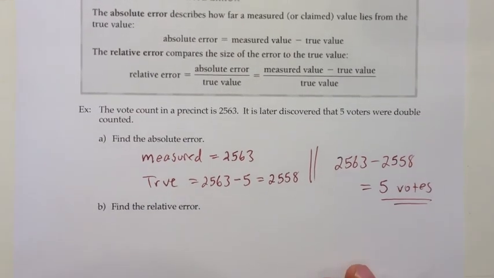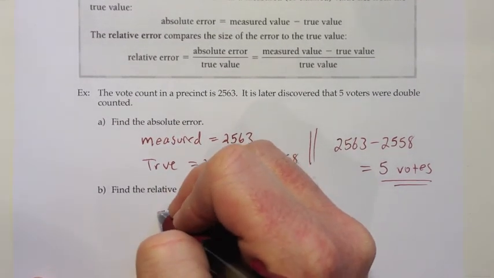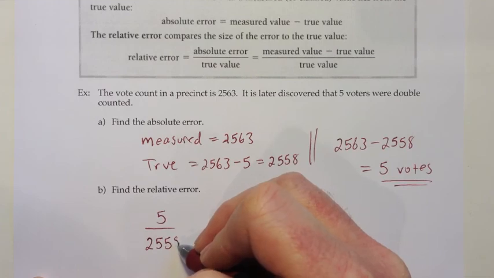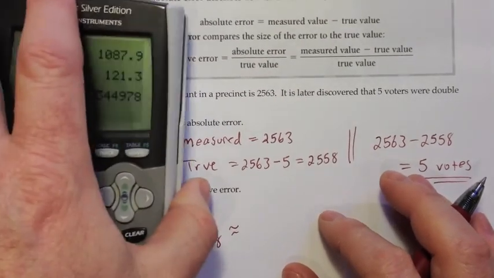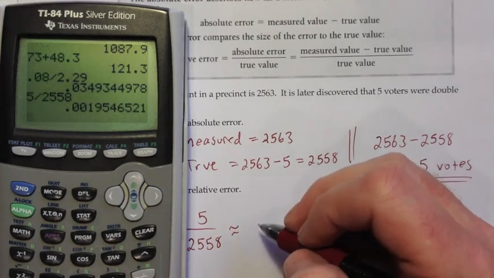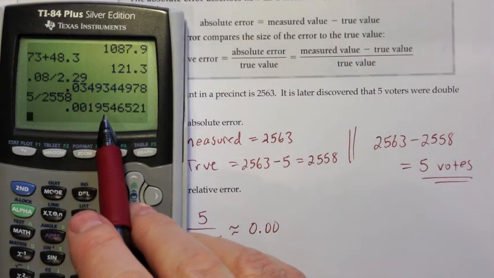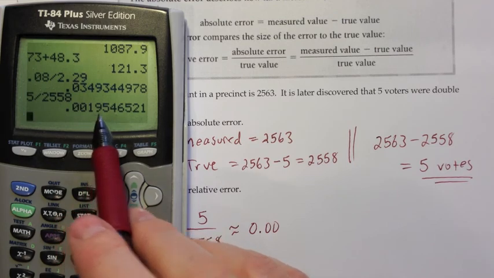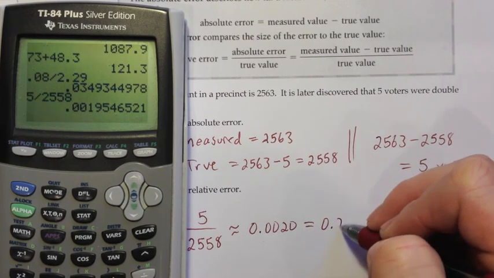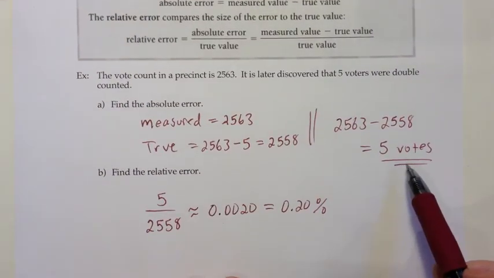And then if you want to say, well, what was the relative error? How bad is it to miss by 5 votes? Then you would take that 5, you would divide it by the true value, 2558 right there. Get a decimal for that. So 5 over 2558. Round it to 4 decimal places like before is 0.00. It's a 19, but it's a 5, so if I'm going to go to 4 decimals, I'd round that up to a 20. And then I'd move my decimal over 2 spots and say that's 0.20%.